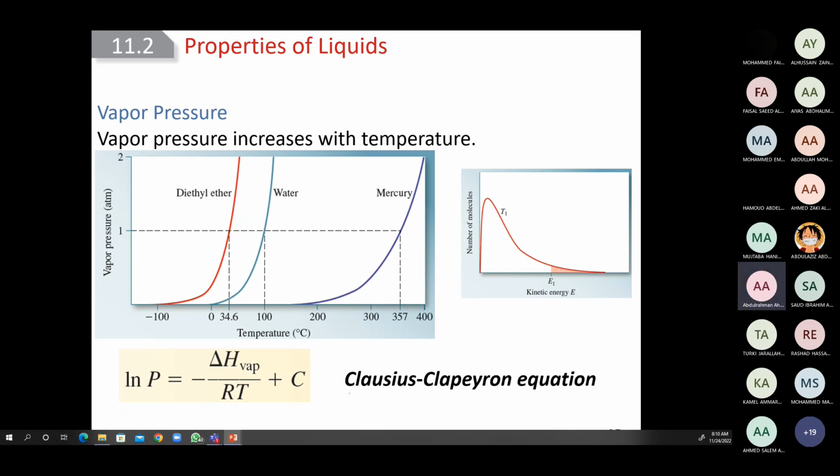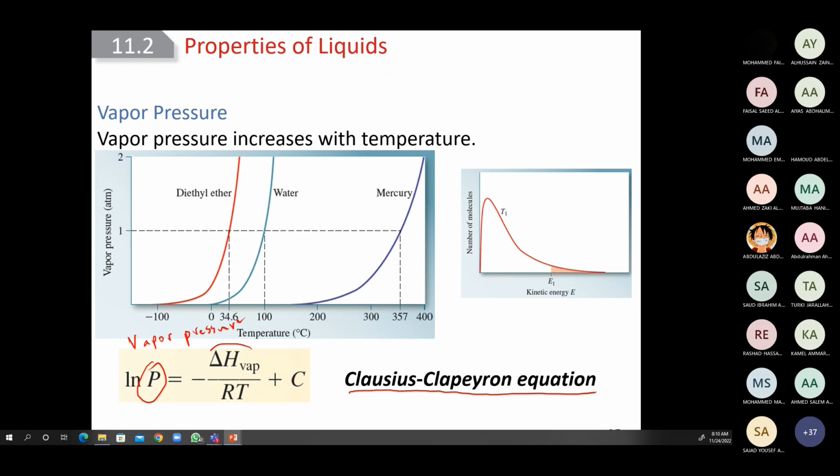There is a relation, which is this relation. I prefer that you know the name, but it's not very important. Clausius-Clapeyron equation. This relates, what's P here? Pressure, which is the vapor pressure. Good. What is delta H? Heat of vaporization, exactly. What's T? Temperature. In what unit?